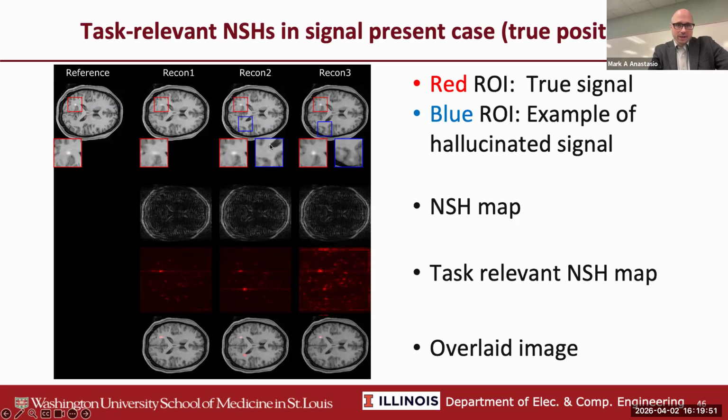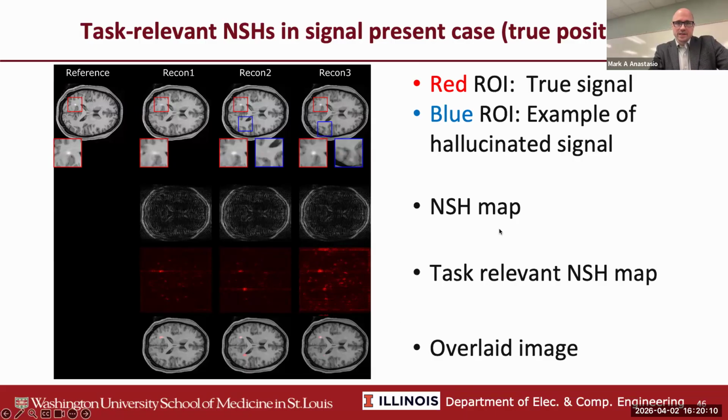And then the blue bounding boxes show examples where there was some false signal inserted by the reconstruction method. So you can think of that as a hallucinated signal. Our reconstruction methods accentuated the true signals, but in some cases they inserted false signals that shouldn't be there. And that's what I'm showing there.